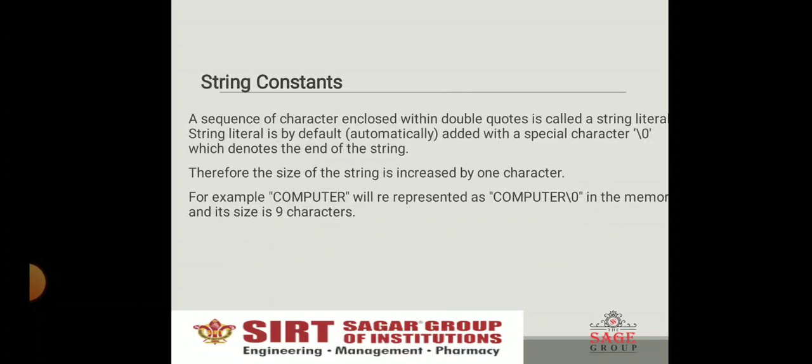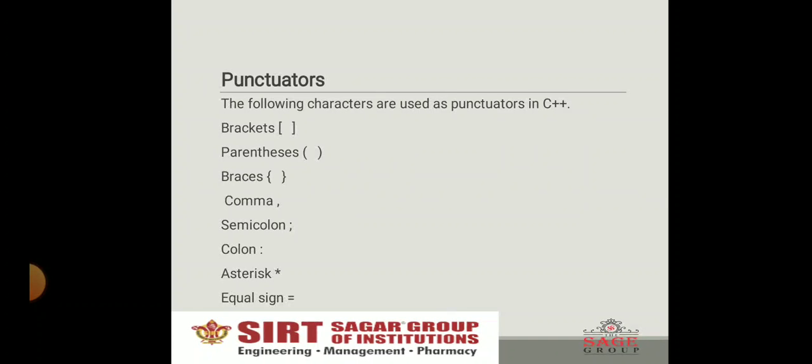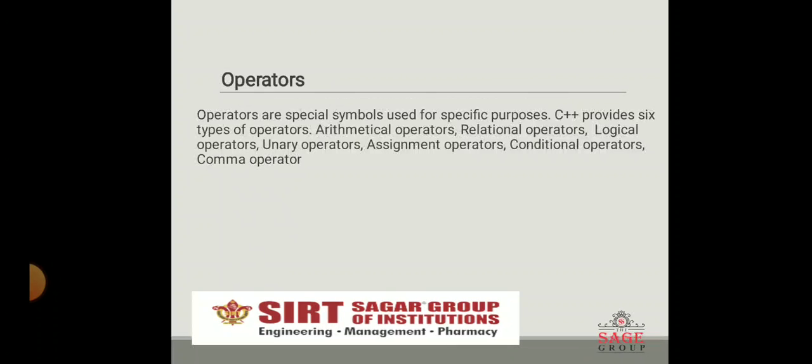Now the string constants. A sequence of characters enclosed in double quotes is called a string literal. For example, computer will be represented by computer/0 in the memory, and its size is 98. So this is what a string is. A string, we can say, is a collection of characters. Now the punctuators: bracket, parenthesis, braces, comma, semicolon, colon, asterisk, equal sign. These are the punctuators that we use whenever we want to separate any words or sentences.